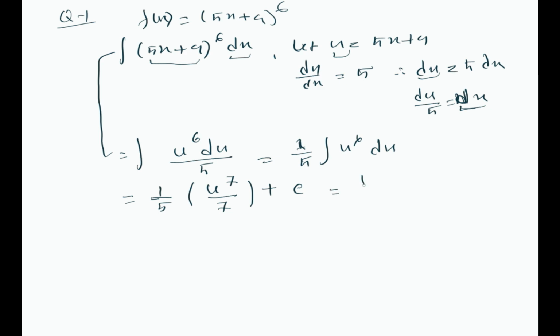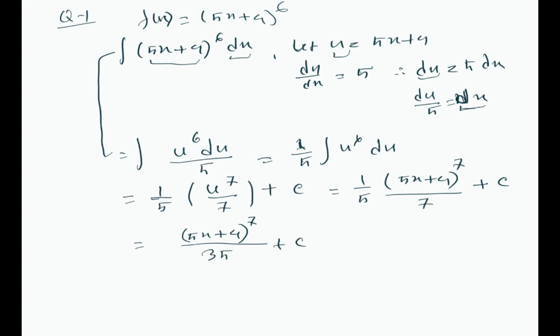So we can substitute the value of u, which is 5x plus 4, to the power 7, and then we write this 7 in the denominator, plus c. So our final answer would be 5x plus 4 all to the power 7 divided by 5 times 7, 35, right? Then plus c. So this is the answer for this first question.